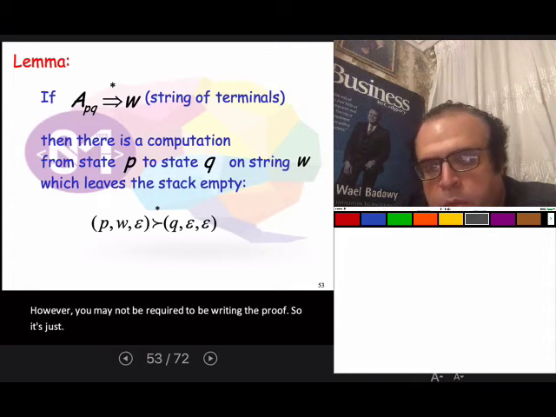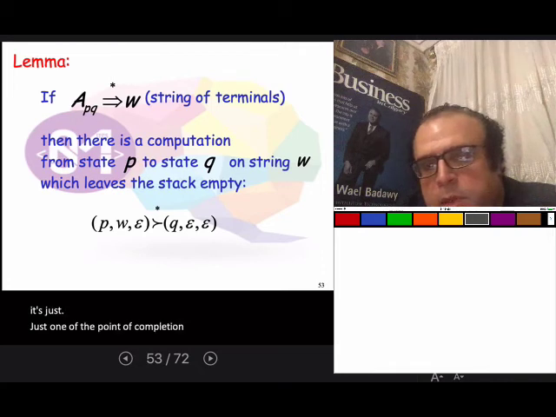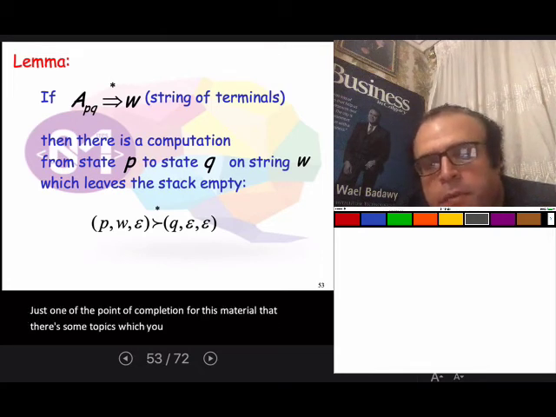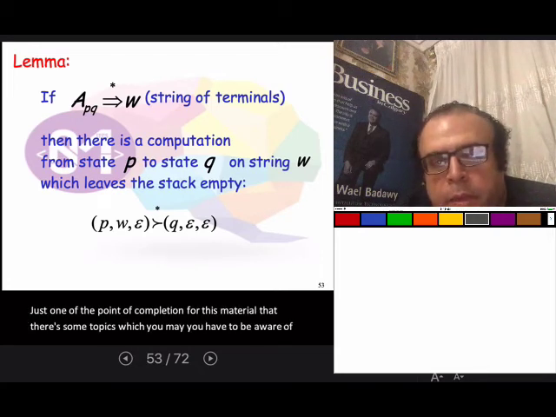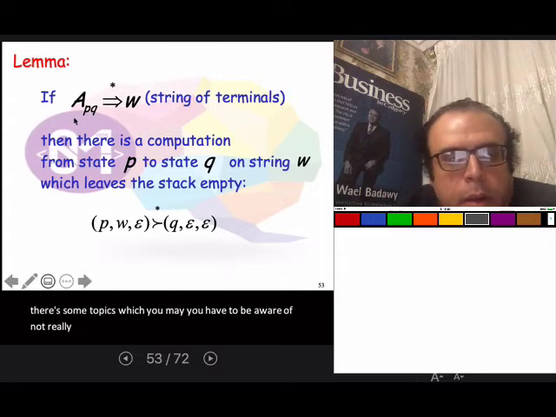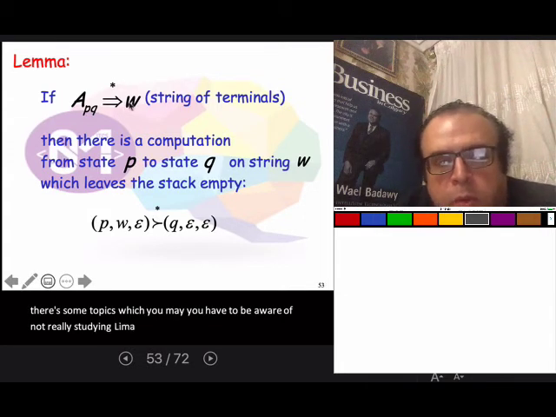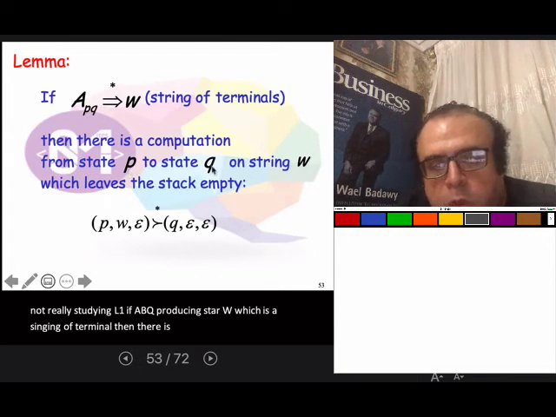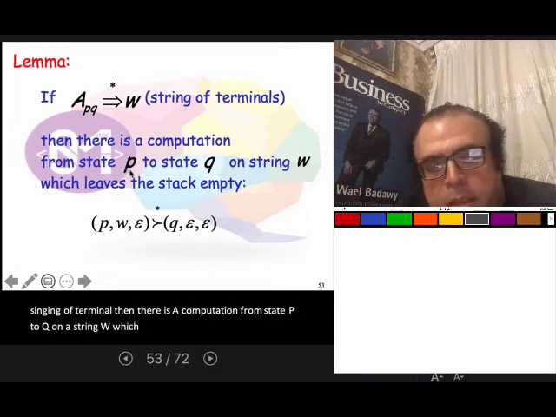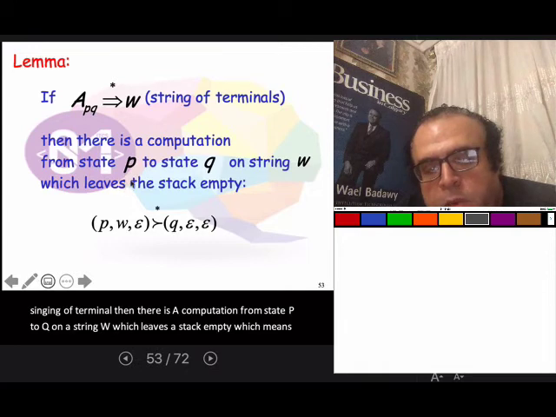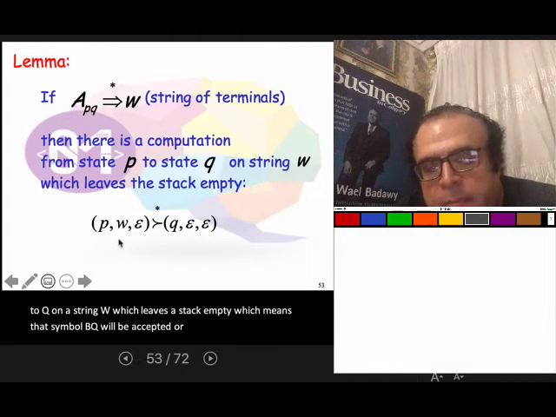So it's just one of the points of completion for this material, that there are some topics which you have to be aware of, not really studying. Lemma 1: if A_pq produces star W, which is a string of terminals, then there is a computation from state P to Q on the string W, which leaves the stack empty, which means that the string W will be accepted.